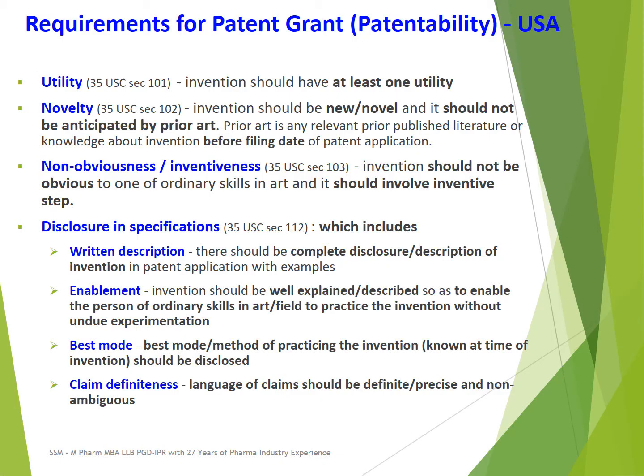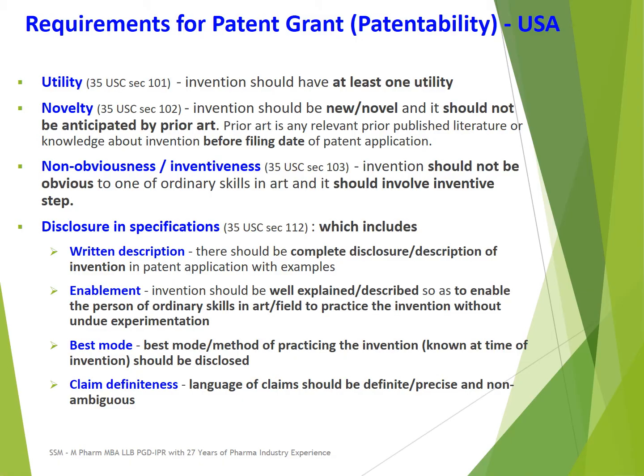Next is best mode requirement under disclosure. You should disclose best mode or method of practicing your invention, the best mode which is known to you at the time of invention. You should describe that best mode in the description section. You cannot hide the best mode, and it may become a ground for challenging your patent if you do not disclose the best mode known to you at the time of invention.